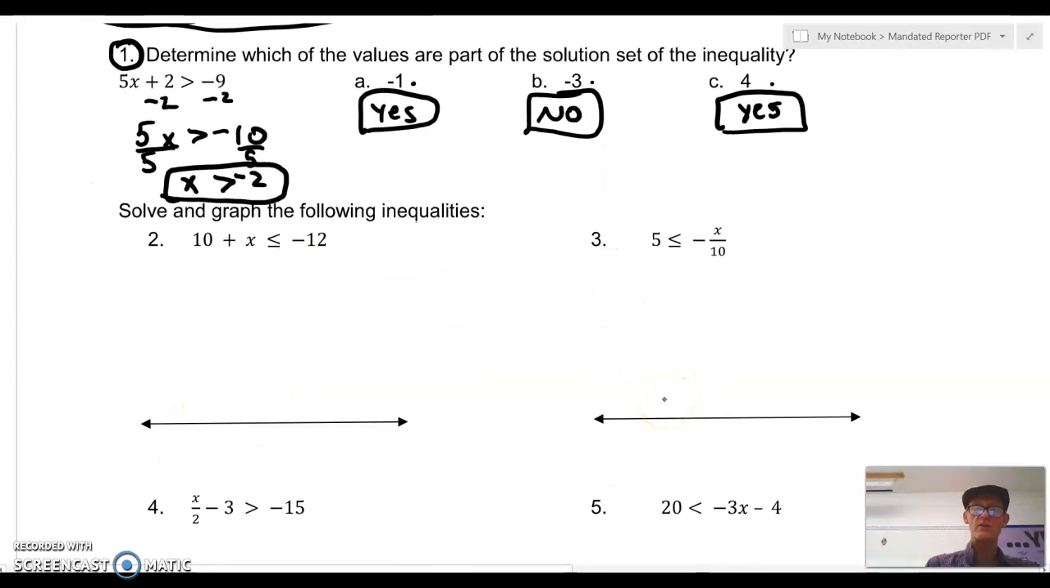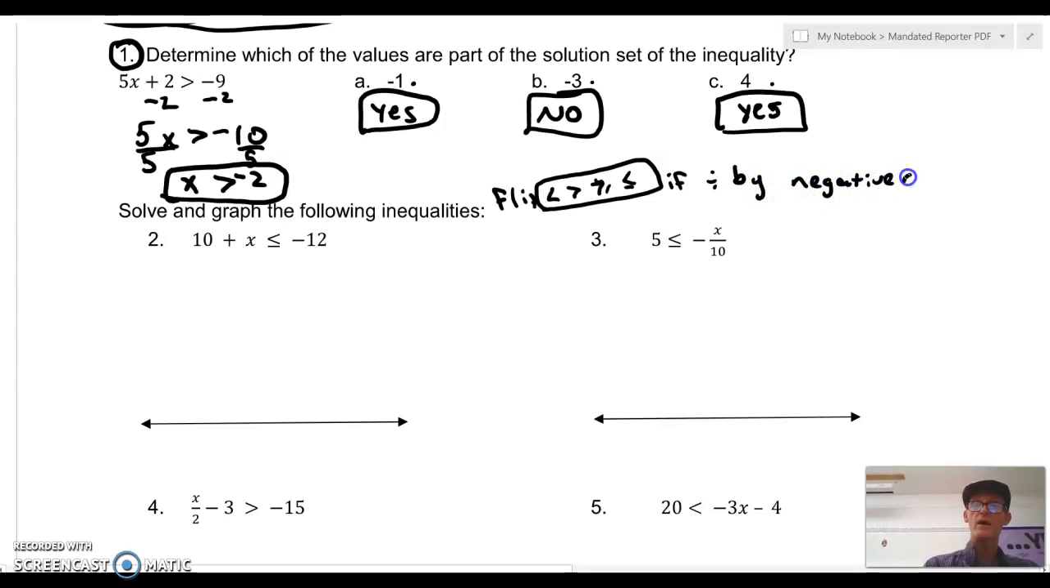So we are going to start doing these. Don't forget to flip that inequality if you divide by a negative. Divide by negative on the last step, because dividing by a negative flips the number across 0 on the number line. So you have to switch the inequality to make it true.